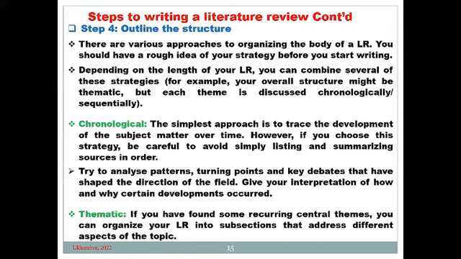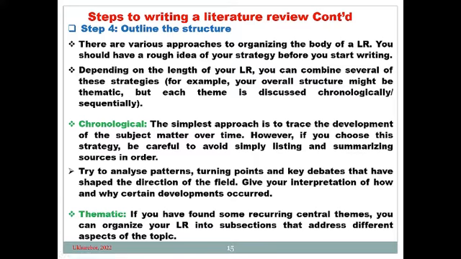You must start from the simplest approach to trace the development of the subject matter over time. However, if you choose this strategy, be careful. Each strategy you are using has its own limits, so be careful to avoid simple listing and summarizing of sources. We will come to that. Try to analyze the patterns, turning points, and key debates that are shaping the direction of that field.